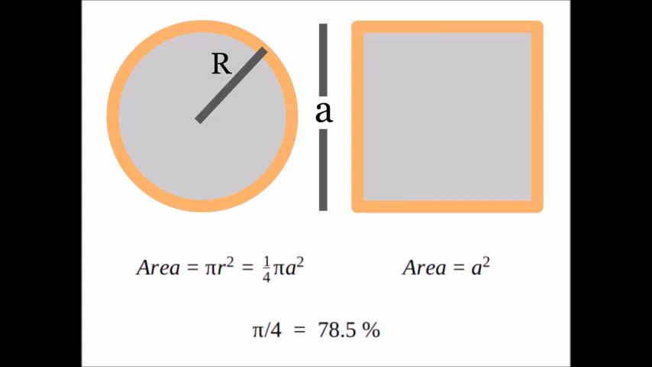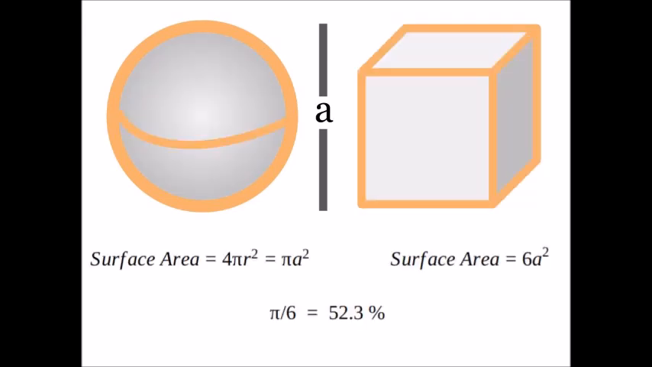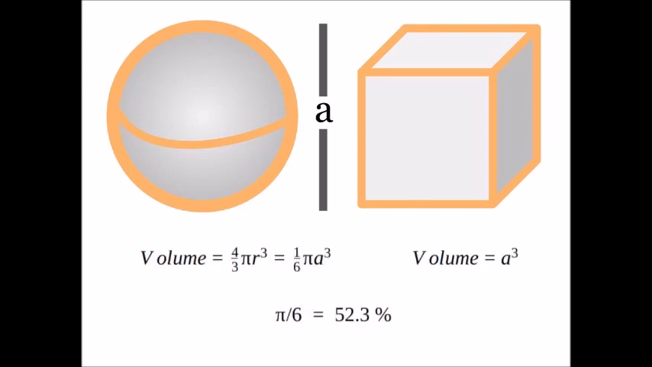Consider not just a circle and a square, but how about a sphere and a cube? We'll take a look at surface area. Oh, it turns out now that the sphere has just over half the surface area of the cube, and the volume they're related by the same percentage. Again, I promise this is going somewhere.